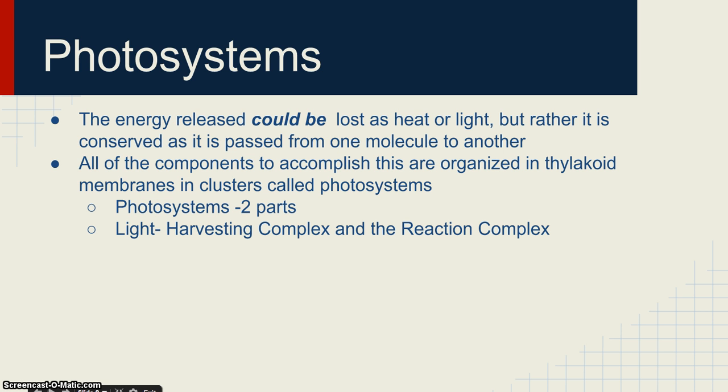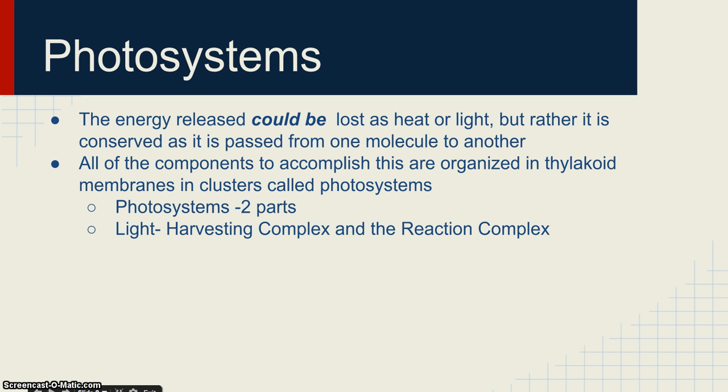The energy released could be lost as heat or light. Remember that fluorescence, where could it go? But usually it is conserved and passed from one molecule to another. And that means that we are going to use that high energy in order to make hydrogen electrons and ATP.